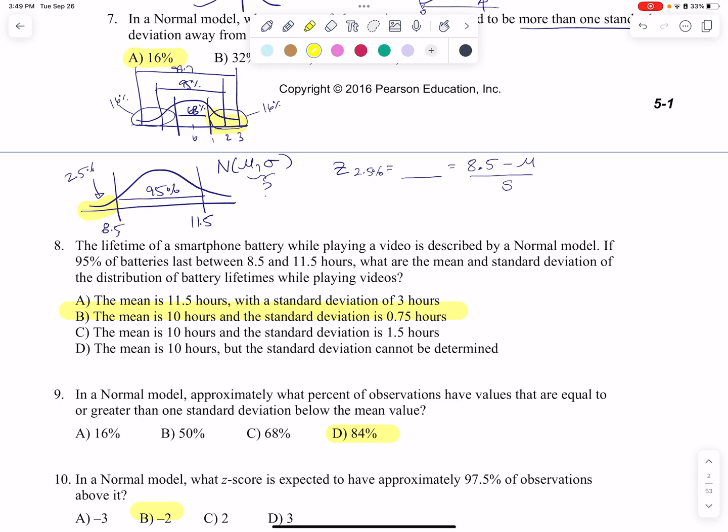I'm going to do the same thing to this one here, the 11.5. So I need this value. If you notice, I have the 95%, but I also include this 2.5%, because my chart and my calculator start here. In order to get all the way over to 11.5, I had to pass the 2.5%, plus the 95%. So that's a total of 97.5%. So we're going to look that up also. And that's 11.5 minus mean divided by standard deviation.